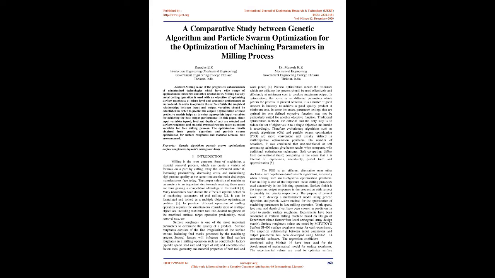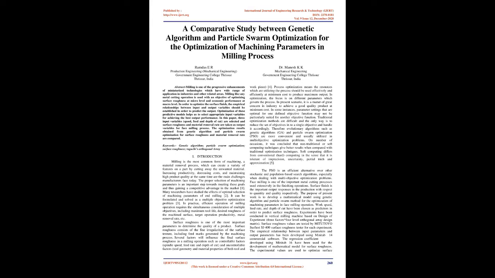output performance. In this paper, 3 input variables, speed, feed, and depth of cut, are selected, and surface roughness and material removal rate are taken as output variables for face milling process. The optimization results obtained from genetic algorithm and particle swarm optimization for surface roughness and material removal rate are compared. Keywords: genetic algorithm, particle swarm optimization, surface roughness, Taguchi's orthogonal array.